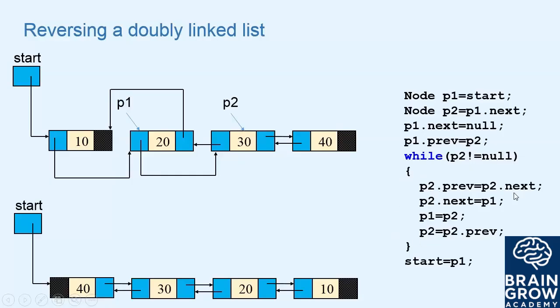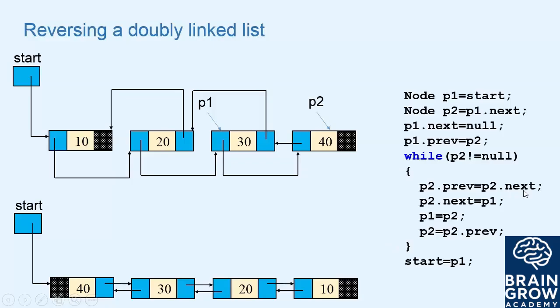P2 previous is equal to P2 next. This is P2 previous, it will refer to P2 next, so this will refer here. P2 next is equal to P1, this is P2 next, so it will refer to this node. P1 equal to P2, and we have P2 equal to P2 previous, so P2 comes here. Now again P2 is not equal to null, so this loop will execute.